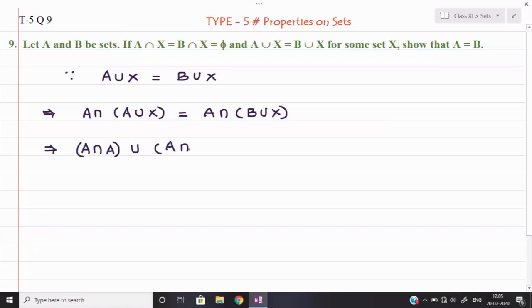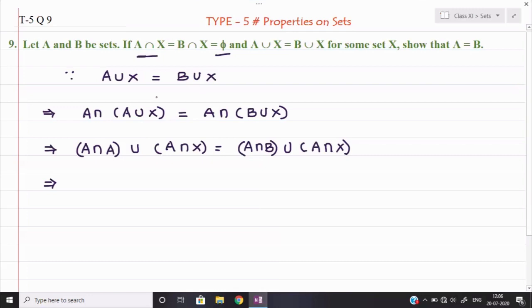Similarly, let us open the right hand side also. So A intersection B, one part, union is the sign between both of them, and then it will come A intersection X. Now see, in the question we have been given the value of A intersection X, and A intersection X here also is given equal to 5. You can check in the given, A intersection X is given equal to 5.